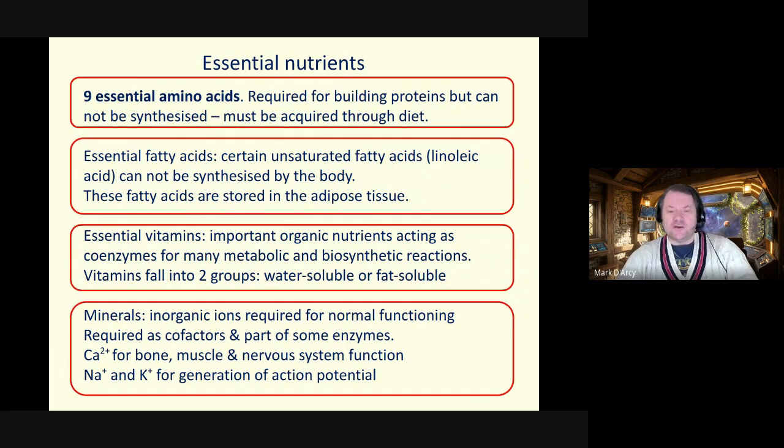Essential nutrients are nutrients which you cannot make yourself, so you must get them in your diet. There are 9 essential amino acids, for example. These are amino acids that are required for building proteins but cannot be synthesized, so they must be acquired through diet. We can convert some amino acids into other amino acids, but the essential ones we cannot. They must be in our diet, and if we are deficient, there will be symptoms of this deficiency.